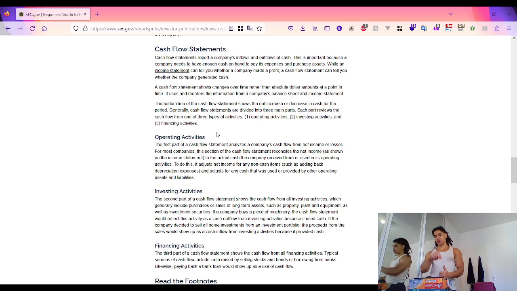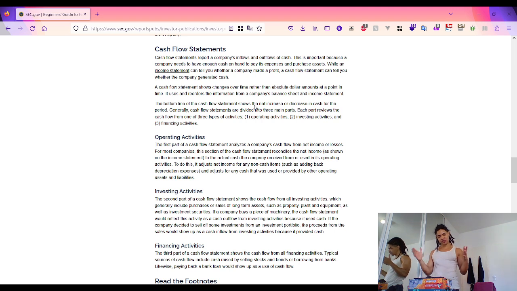The balance sheet shows what a company owns and what it owes at a fixed point in time. Income statements show how much money a company made and spent in a period of time. Cash flow shows the exchange of money between the company and the outside world. And the statement of shareholders' equity will show the change in interest over time. So right now I'm going to focus on the cash flow statement.